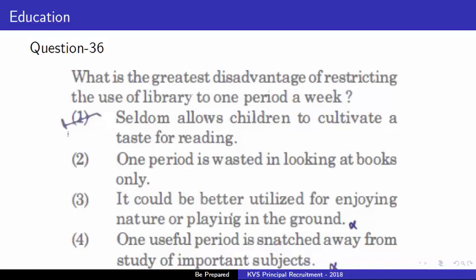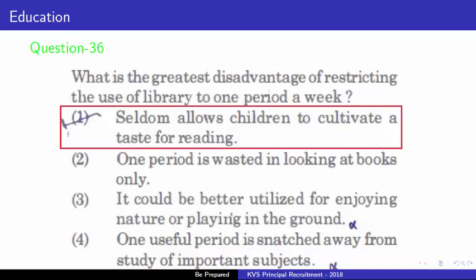Next question is, what is the greatest disadvantages of restricting the use of library to one period a week? Options are number 1, seldom allows children to cultivate a taste of reading. Second option is one period is wasted in looking at books only. Third option is it could be better utilized for enjoying nature or playing in the ground, and the last option is one useful period is snatched away from study of important subjects. Right answer is option first, that is seldom allows children to cultivate a taste of reading.